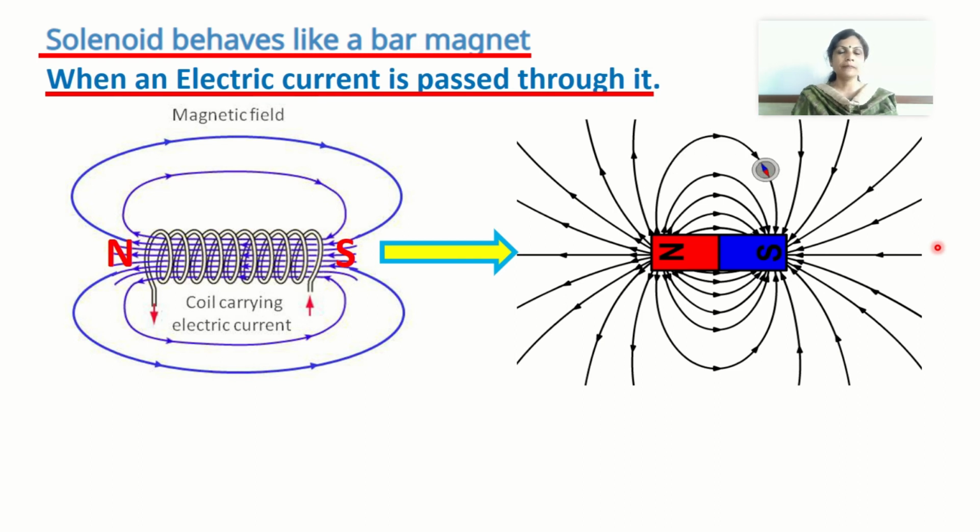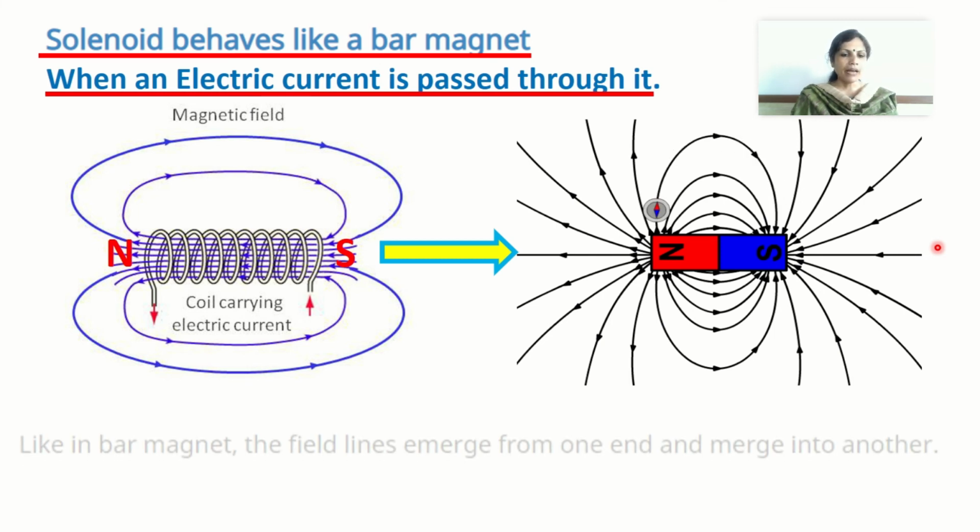This is a very, very important point which you have to keep in mind. It is in the form of closed loop. It emerges from north pole and merges at the south pole, and inside the bar magnet it flows from south to north pole. Now look at the similarity between the magnetic field of the solenoid and a bar magnet. It exactly looks similar.